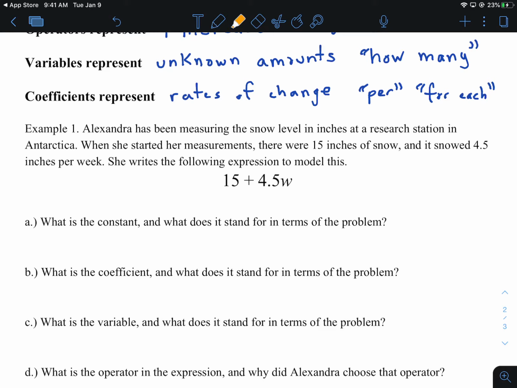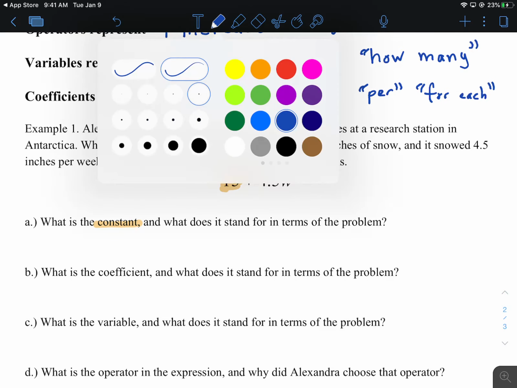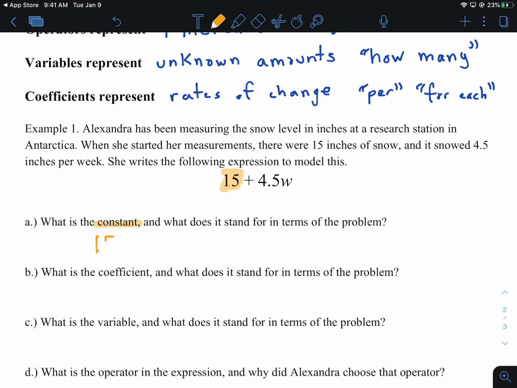So let's start with the constant. Looking at the equation, the number by itself is this 15. So the constant is 15. And what does it stand for in terms of the problem? Well, we can see when she started her measurement, there were 15 inches of snow. So that 15 is a starting value. It's the initial amount of snow.